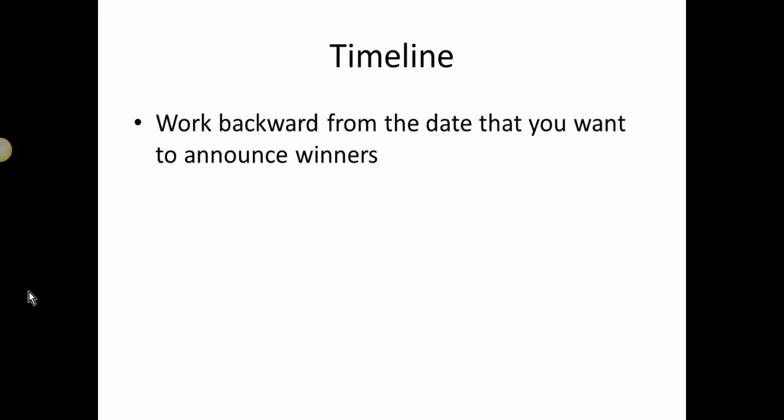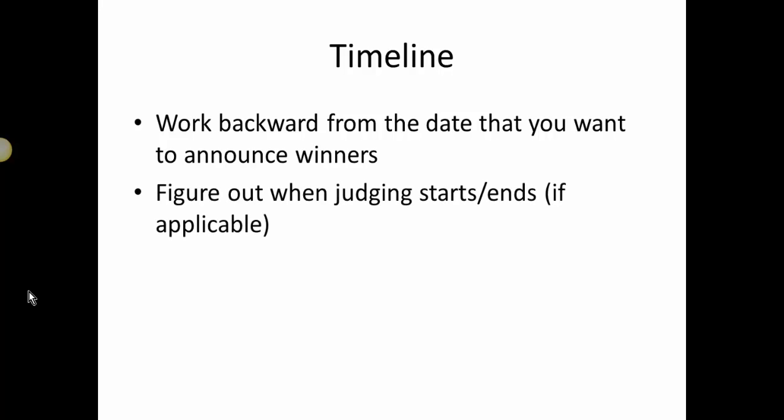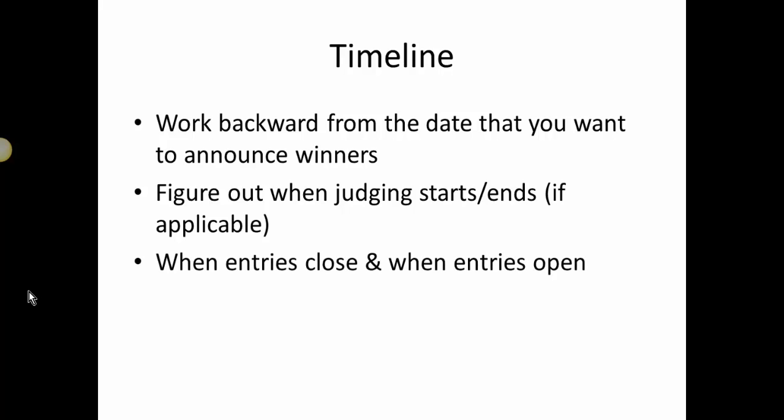The best way to do the timeline is to actually work backwards from when you're going to end your contest and announce the winners. If you're going to have some judging involved, you have to leave some time for that towards the end. You have to set when your entries begin and when they end. And you have to tie this whole timeline of the contest in with your general social media promotion. And you're going to develop some stuff that will specifically promote the contest.